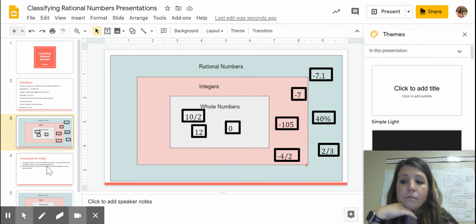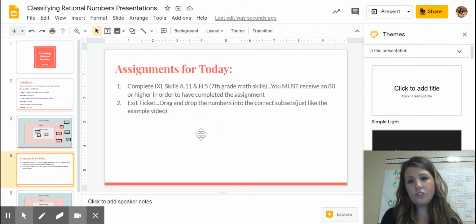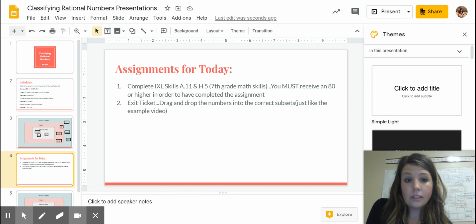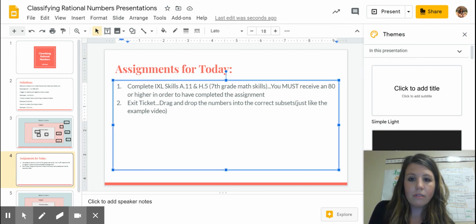Okay. So your assignments for today that you need to complete: you need to log on to iExcel and complete skills A11 and H5. They're both over classifying rational numbers and they're both 7th grade skills. Y'all need to receive an 80 or higher to have this completed, because an 80 is mastery, which should have been the same as when y'all did iExcel in 6th grade, okay?